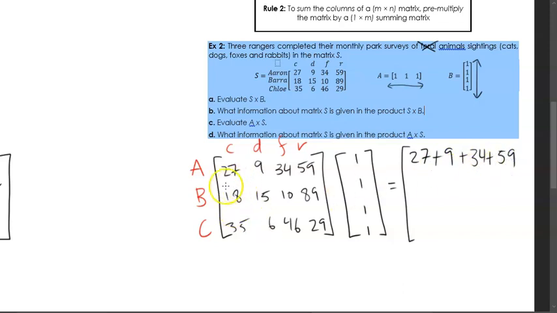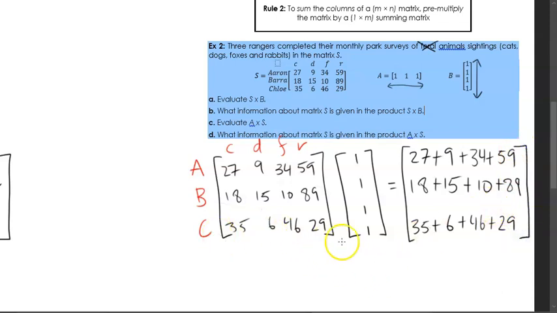Then we're going to do it again, but with the second row. So it'll be 18 plus 15 plus 10 plus 89. And then again, third row, 35 plus 6 plus 46 plus 29.